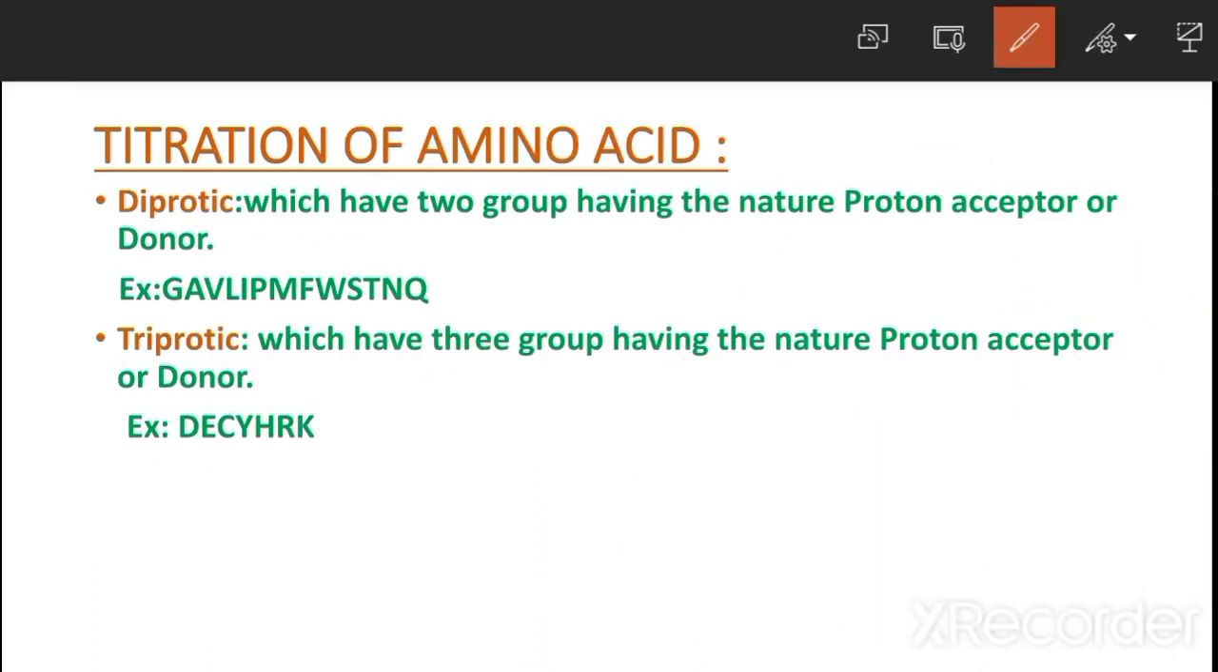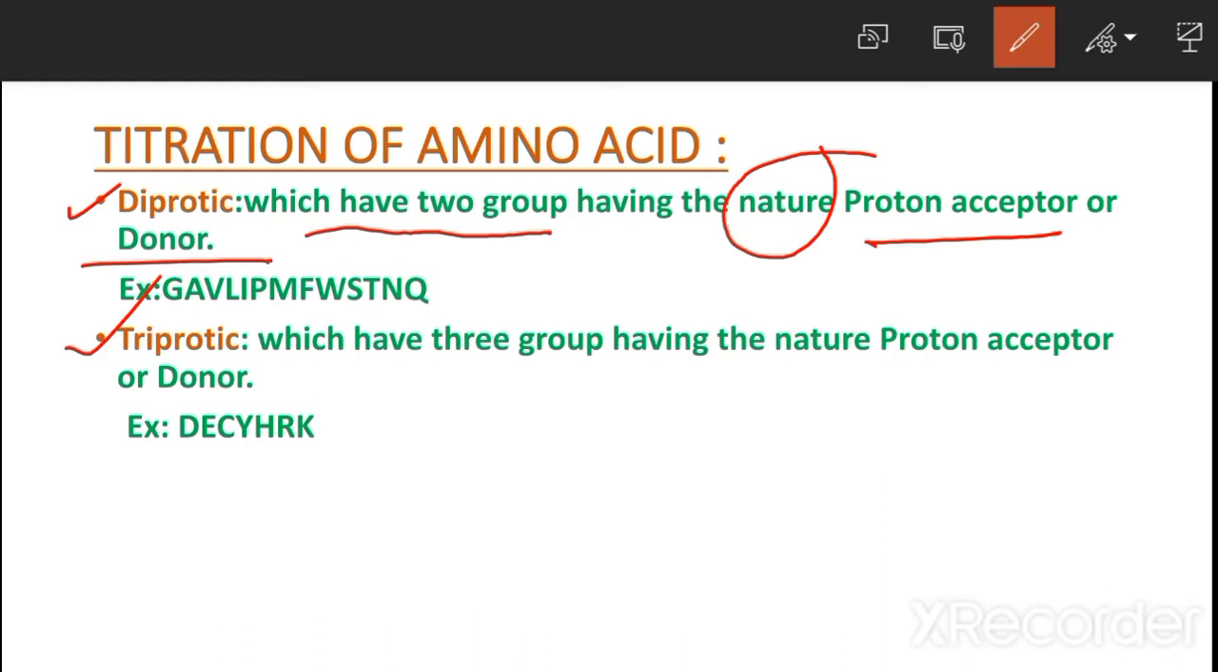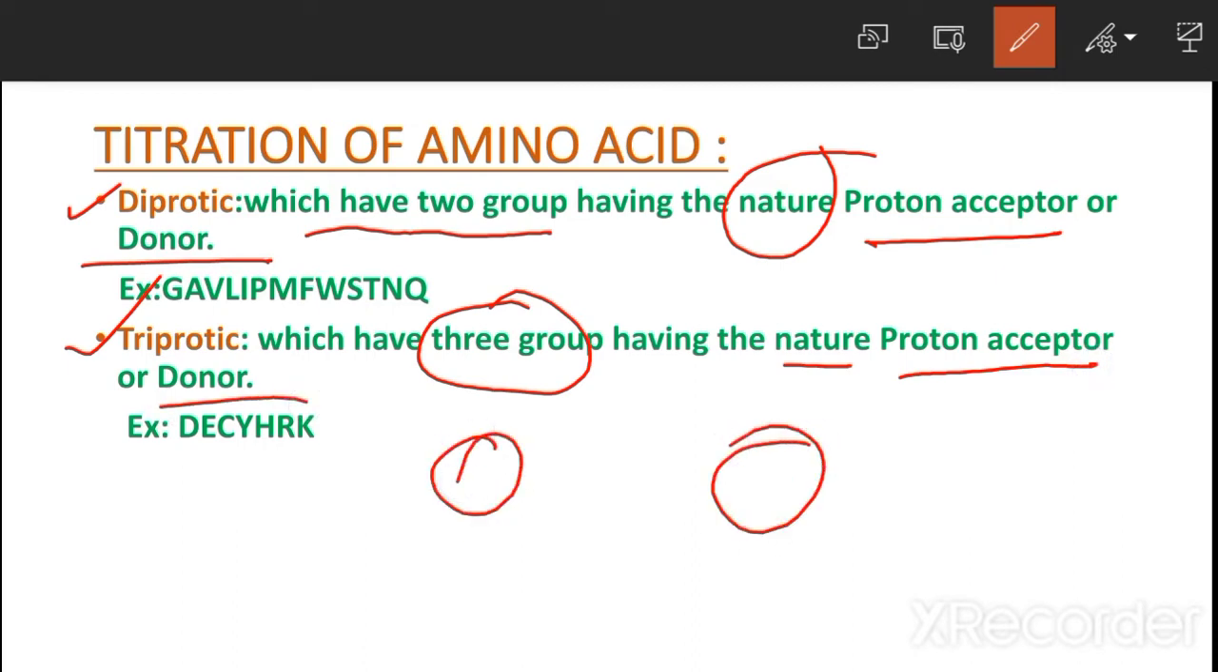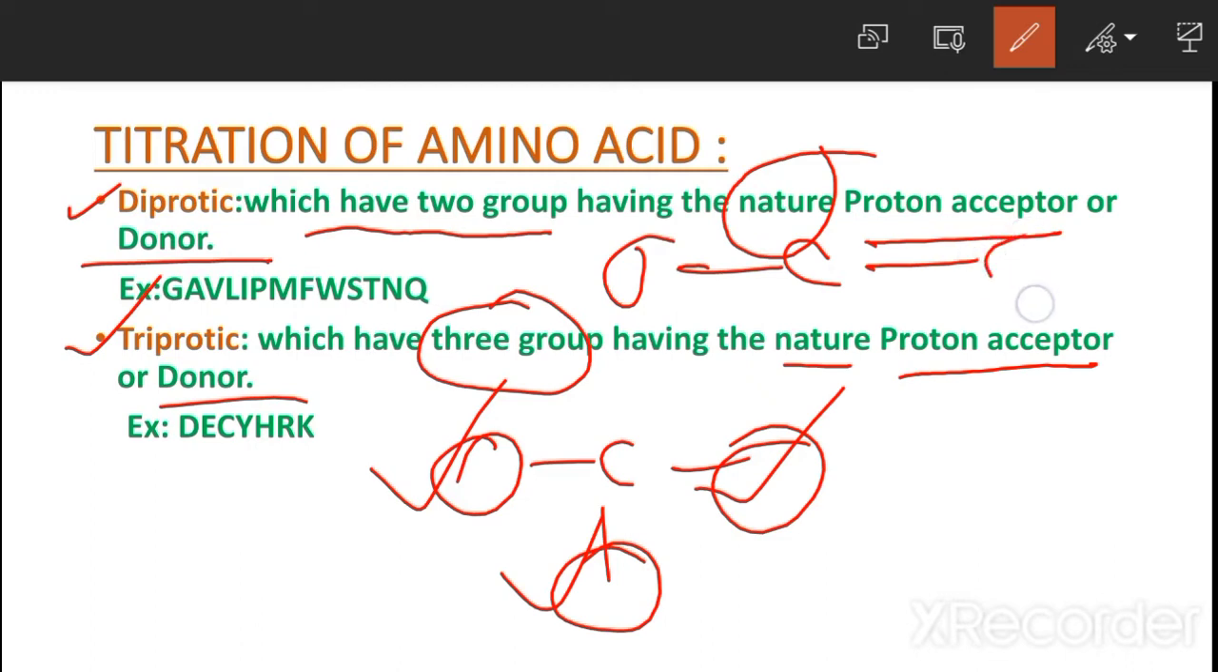Amino acid. Amino acids are of two types, diprotic and triprotic. Diprotic have two groups having the nature of proton acceptor or donor, and triprotic have three groups having the nature of proton acceptor or donor. Here three groups are playing a role as proton donor or acceptor, while here only two groups are playing a role as proton acceptor or donor, not the R group.